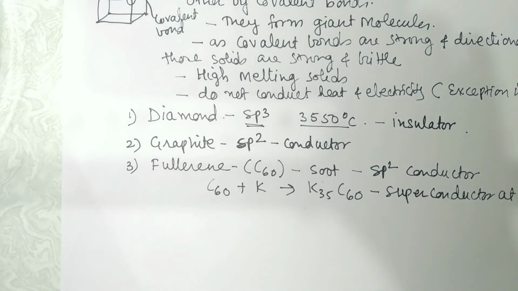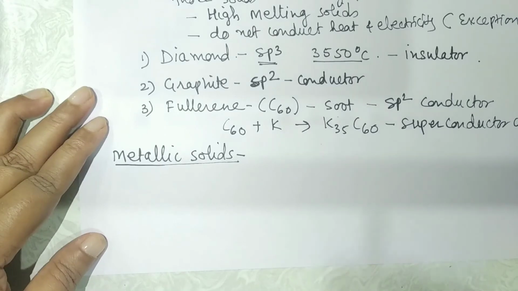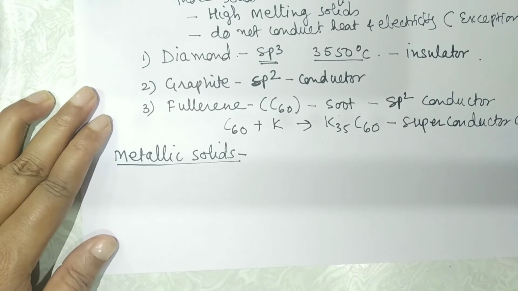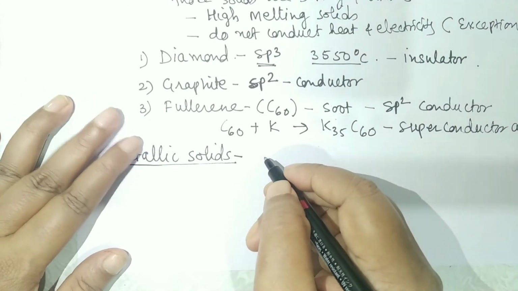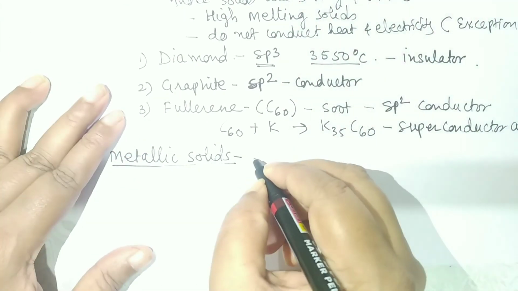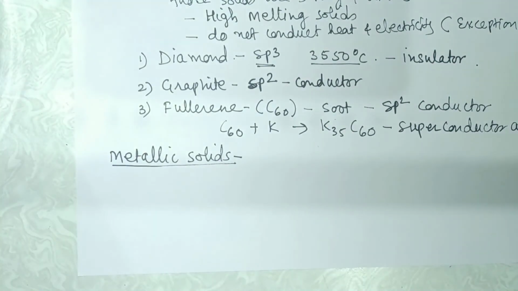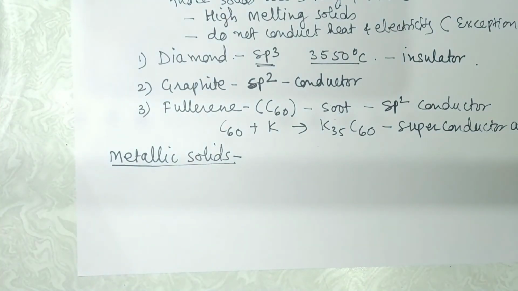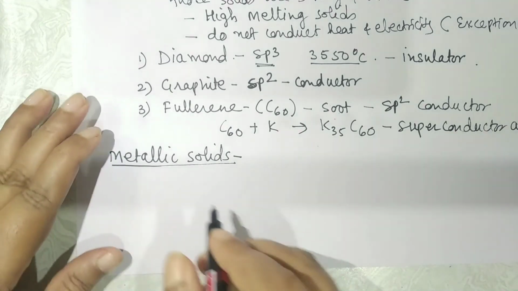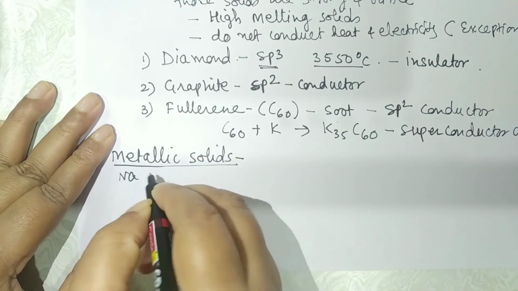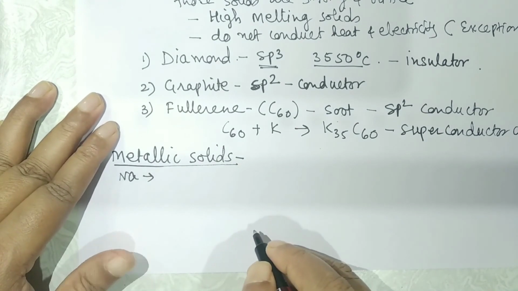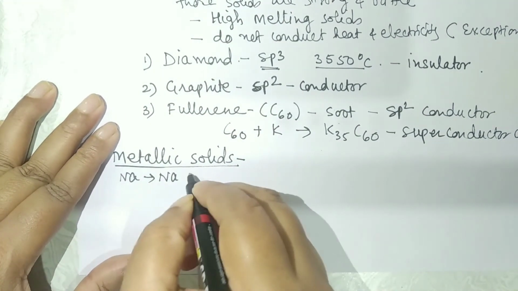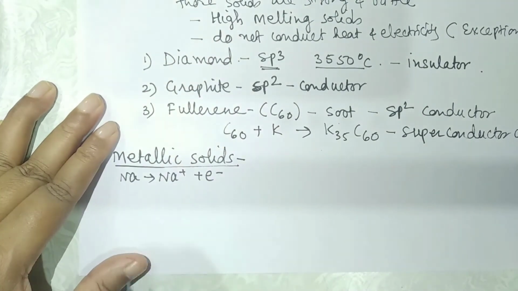Let us come to metallic solids. So let us come to the last type of crystalline solid, and that is metallic solids. Now in metallic solids, the constituent particles, they are the kernels bonded to the electrons. To understand what is kernel, what is electron, let us take an example of sodium. Students, you know that sodium, because of its low ionization potential, has the ability to lose the electron and form the corresponding cation and the electron.